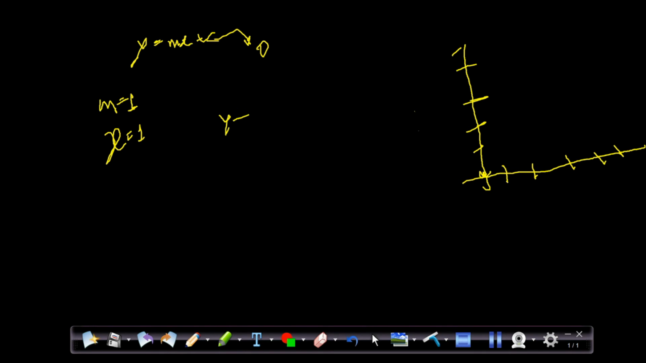So y equals 1, that is our slope, times variable x. You will get your result as 1, and when your x value is 2, then 1 into 2, that is m into x, it will become 2. And when you take x as 3, your y value will become 3. Now let's find out the cost function.